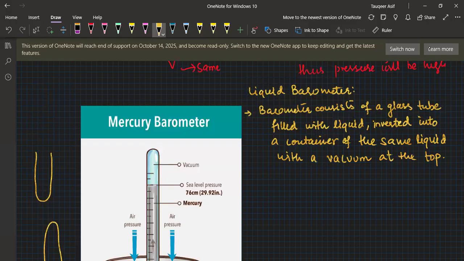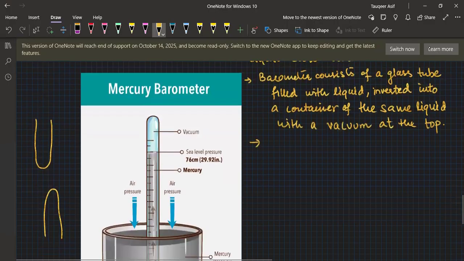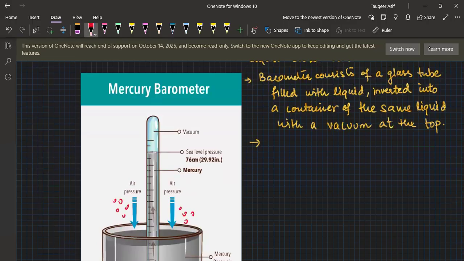Now what happens is, since the air particles are here, do they exert a force on the liquid? Yes. So what we can say is that there is a force exerted by the air particles.